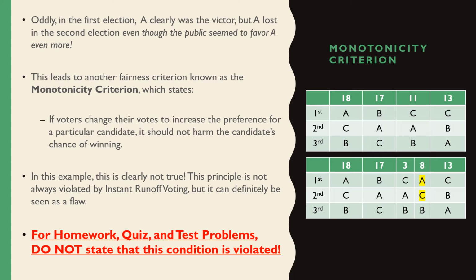But I do feel like I need to say this. On the homework, quiz, and test problems, there are a couple of questions that address the monotonicity requirement. Don't say that this condition is violated. It's not the right answer. It's a weird quirk. There's not a really good way to check for it because this example is very specific. But don't say that it has been violated. You'll get the question wrong.